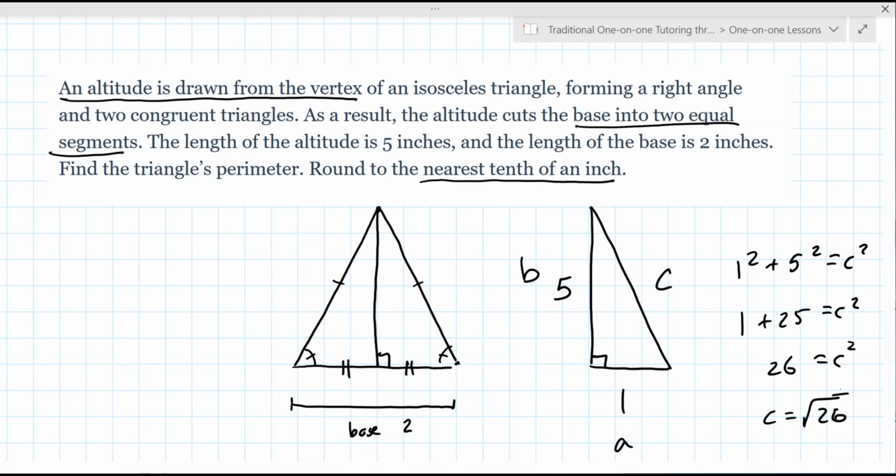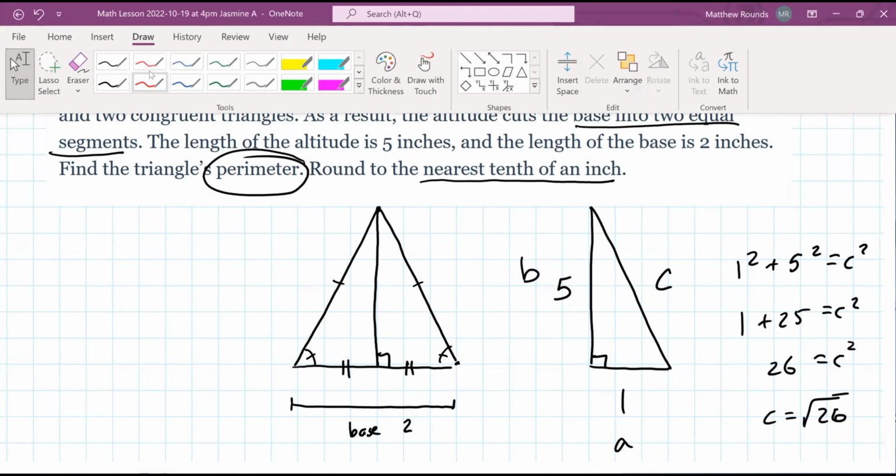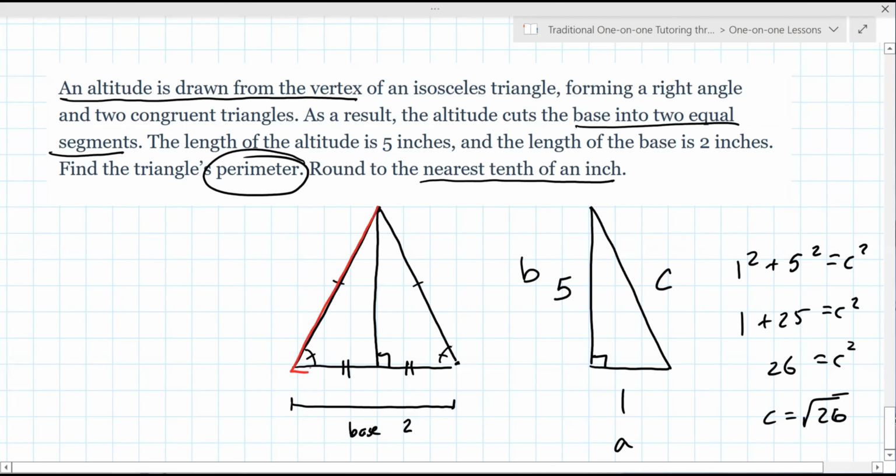Now this is asking for the perimeter of the original triangle. So the perimeter is a walk around the object. We just calculated that this is the square root of 26. The one on the left is also the square root of 26. What is the value of the base? 2. So you've got to add those together. The perimeter is 2 plus square root of 26 plus square root of 26.